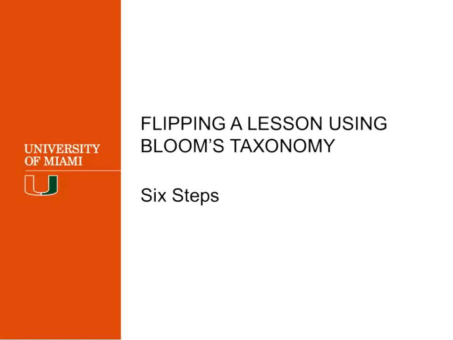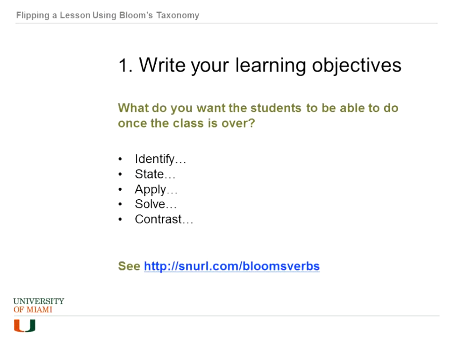Okay, there are 6 steps that I'm going to go through. Very practical. These are the steps that you'd go through if you want to flip a lesson using Bloom's taxonomy, and you think of the lesson that you want to try this with. It may only be part of a class. It may be a whole class period. It might be 2 or 3 class periods, but keep it short to start off if you haven't tried it before. First step, write down the learning objectives.